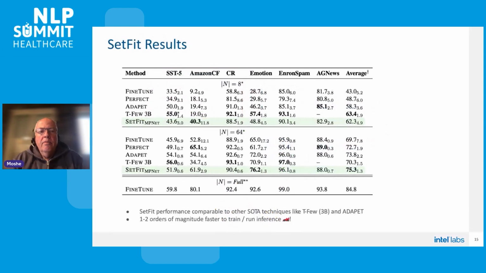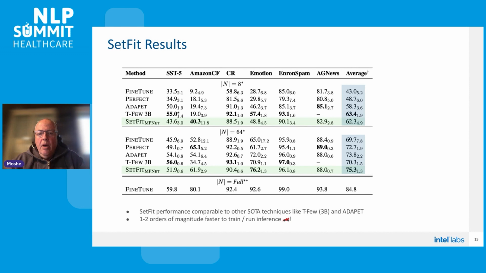So let's see some of the results of SetFit. We tested SetFit on 6 different datasets in a few-shot regime, using only 8 samples per class here on the top and 64 samples per class on the bottom. We compare it to a range of different state-of-the-art baselines: the standard fine-tuning approach, using RoBERTa for example, AdaPet, which is another method for few-shot learning, and T-Few, that I explained, which is a parameter-efficient training approach.